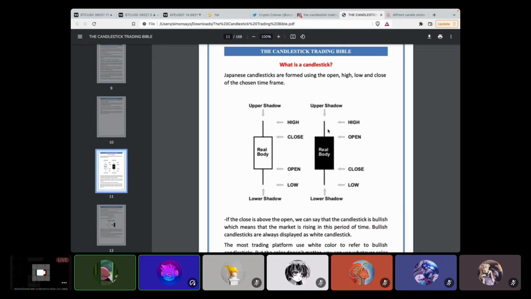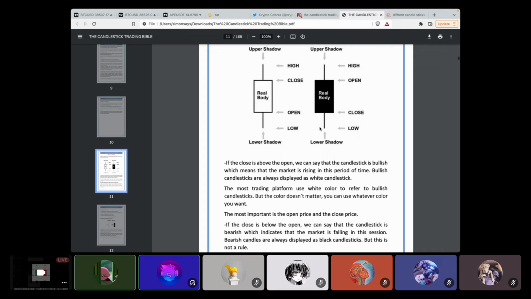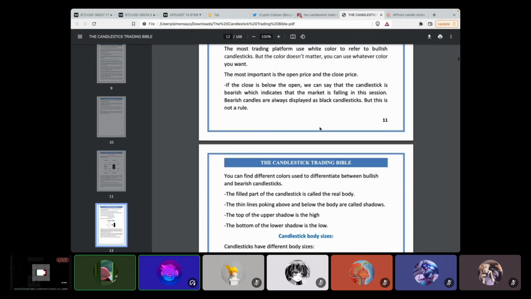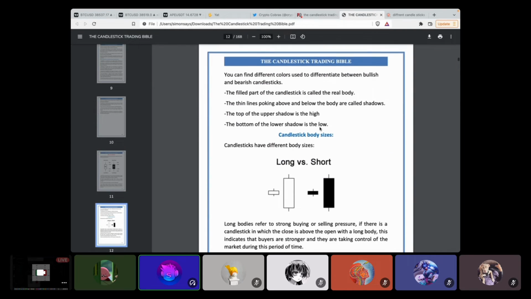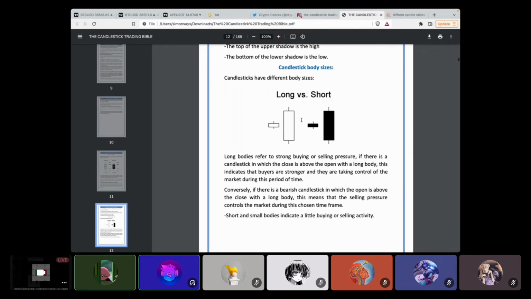Let's go to some of the Candlestick Trading Bible. And this is a lot of what we've been through already. Let's skim through and see if it has any things that pop out. Body sizes. Okay, so the filled part of the candle is the real body, remember, right? The thin lines poking above and below are called shadows. The upper shadow is the high, the bottom shadow is the low.